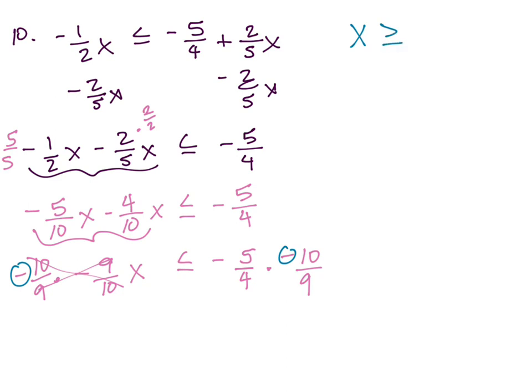We could reduce it. That's going to be 50/36 if we don't reduce it. Then we could reduce that. Or we could look in here and we could say there's a 4 and a 10. What do they both have in common?